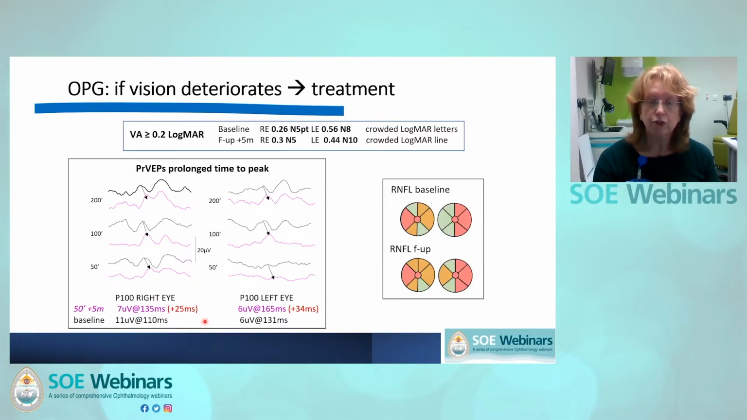If we look at the structural effect, we can see that there are two segments that have just thinned slightly to move into amber by about 5 microns. So we have functional and subtle structural evidence that this tumor is impacting visual pathway function.